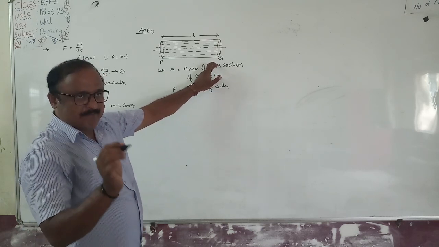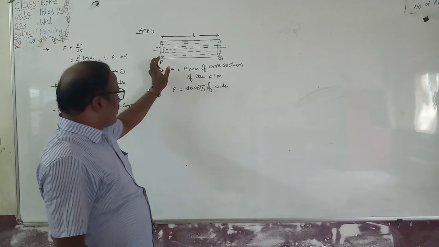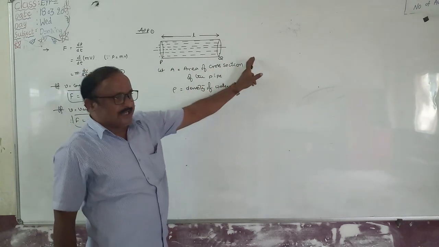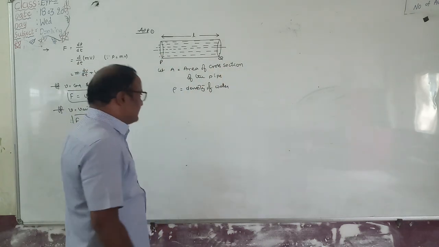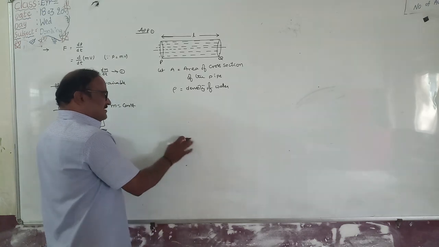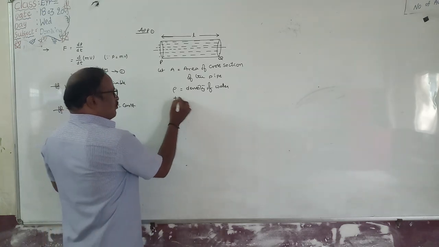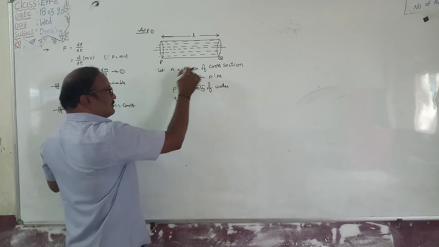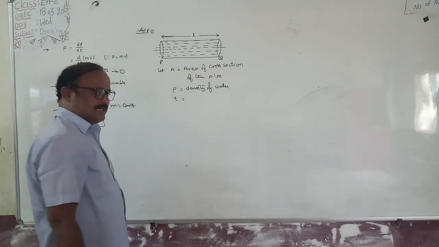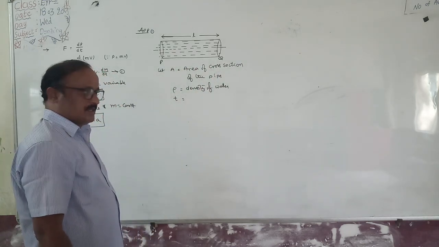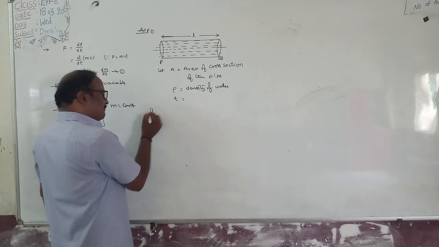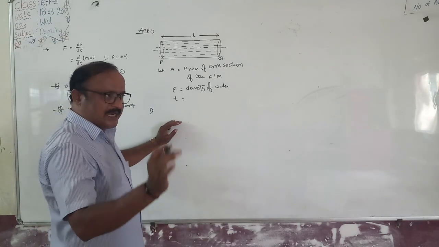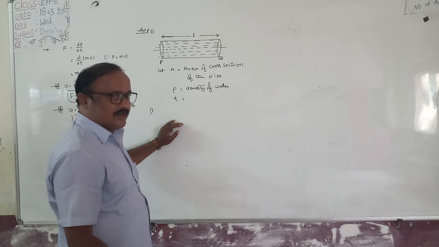What is the time taken by the water to enter at the point P and leave at the point Q? Say it is T. That means the time taken by the water to leave the pipe is equal to T seconds. Then find what is meant by volume flow rate and also mass flow rate. We need to find out.